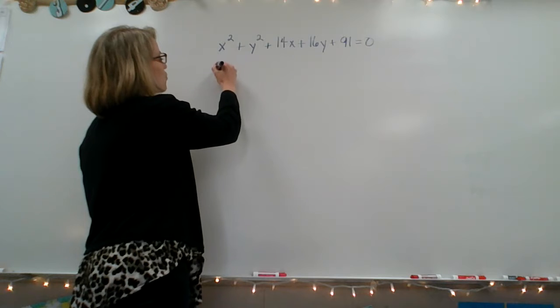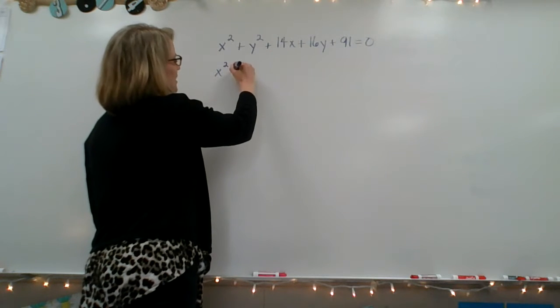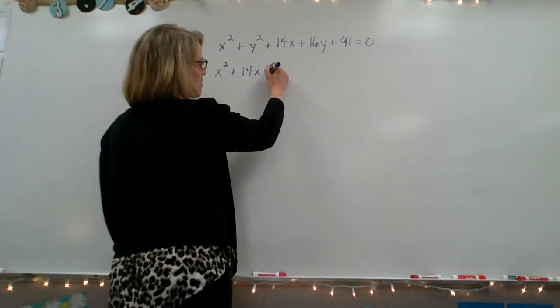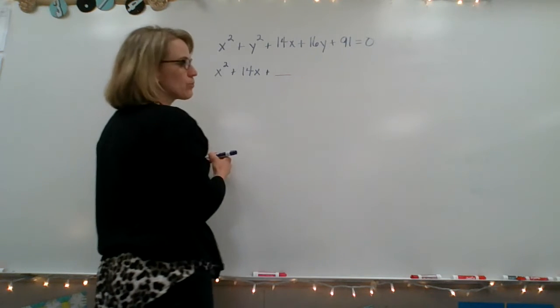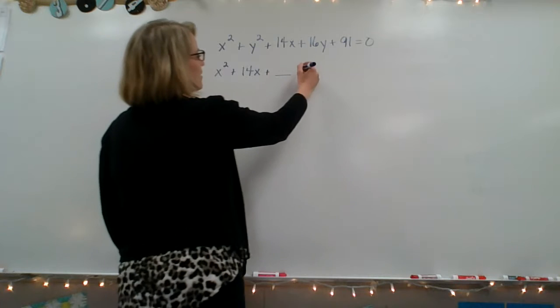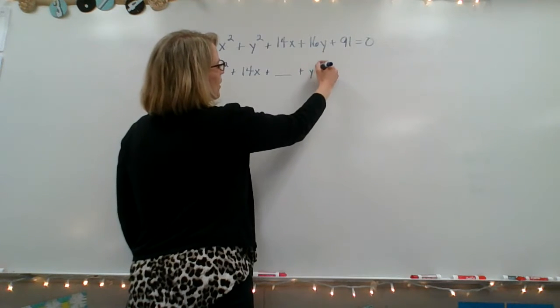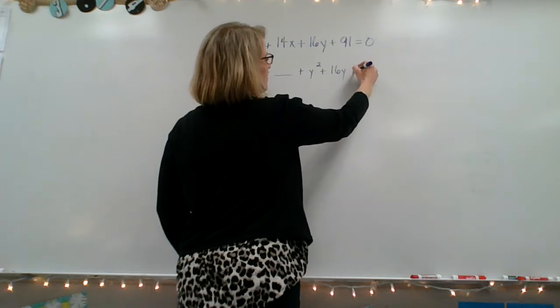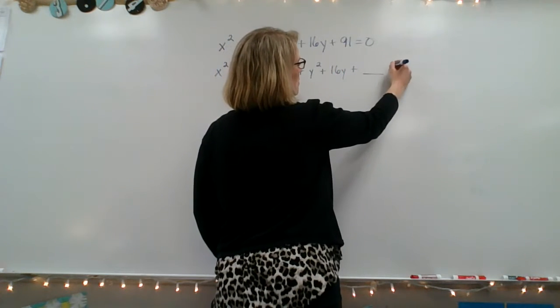So here we go, x squared. Do I see a 14x there? Let's bring it on over. What we're going to do is leave a little space and put an addition sign there. We're going to do something with that in a second. All right, let's put the y's down. It's a positive y squared. Then we have a 16y. Again, I'm going to leave a little space. I'm going to do something with that.